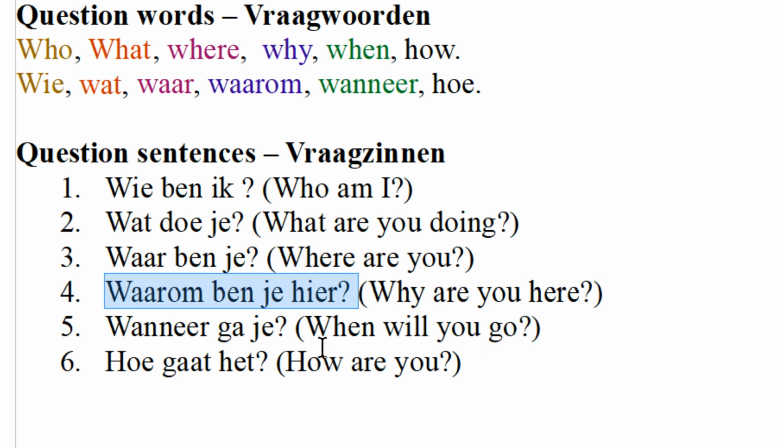Now we want to ask, when will you go? In Dutch, we will ask, wanneer ga je? And in the end, question mark. Wanneer ga je? So you will have noticed that in Dutch we don't use will. It depends upon the situation, and you have to understand yourself if it's in the future tense or in the present form. Wanneer ga je?